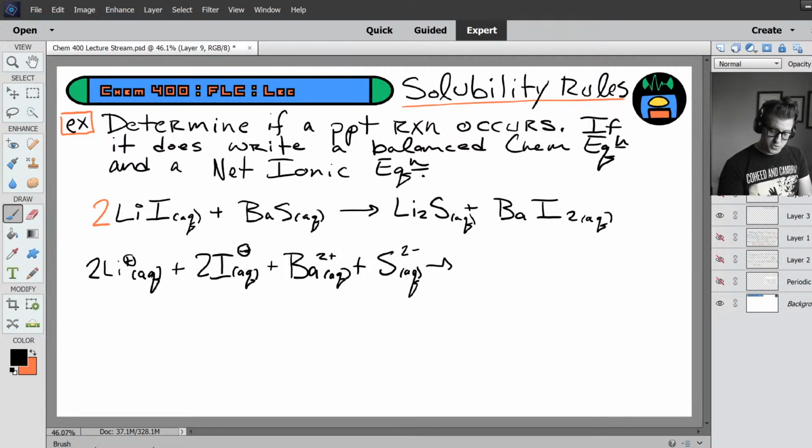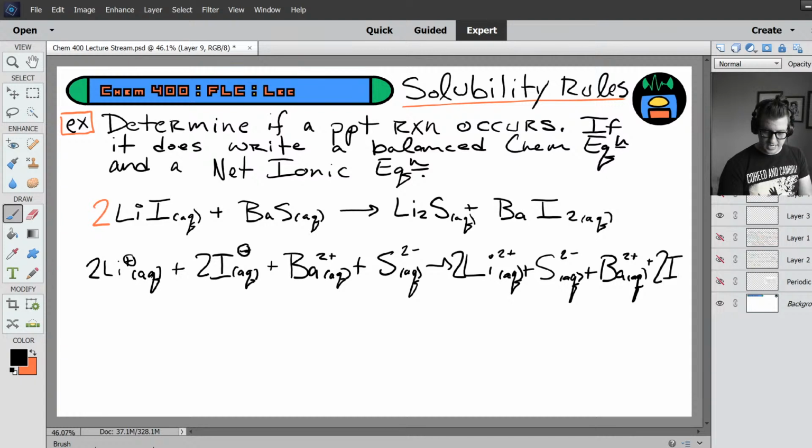And this reaction produces 2 aqueous lithium cations plus a sulfide anion plus a barium cation plus 2 iodide anions.